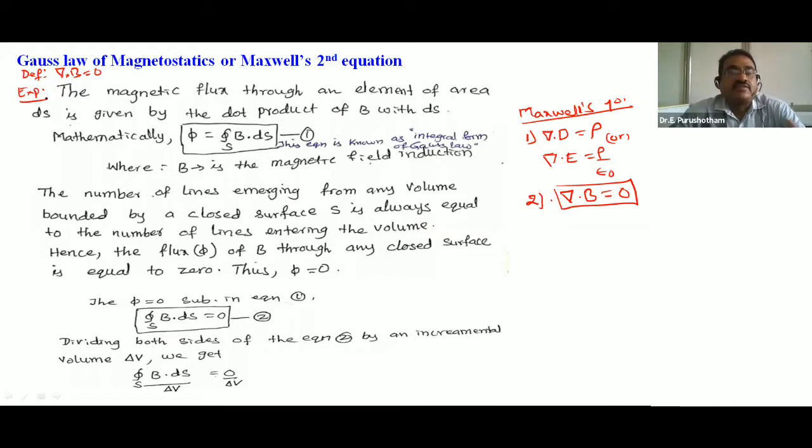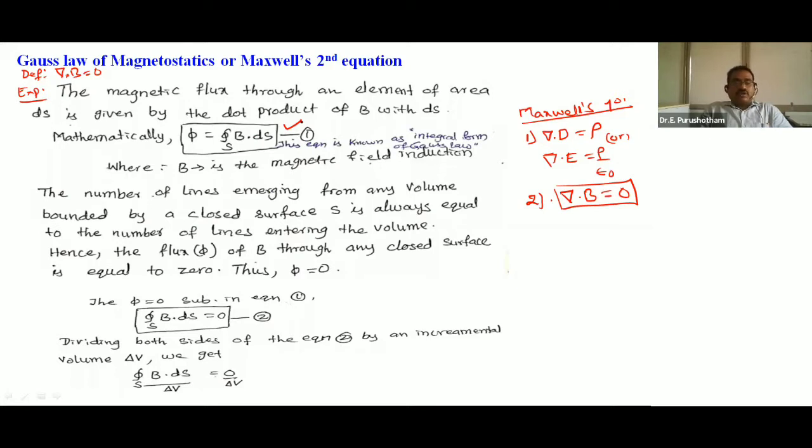So the magnetic flux, you know this formula very well, equation 1. The magnetic flux through an element of area ds is given by the dot product of B with ds. Mathematically, we can write phi is equal to the surface integral of B dot ds. This equation is known as the integral form of Gauss law.